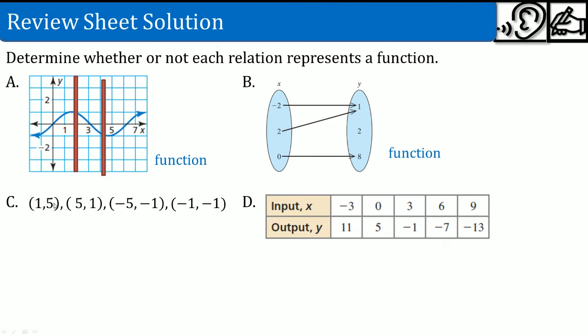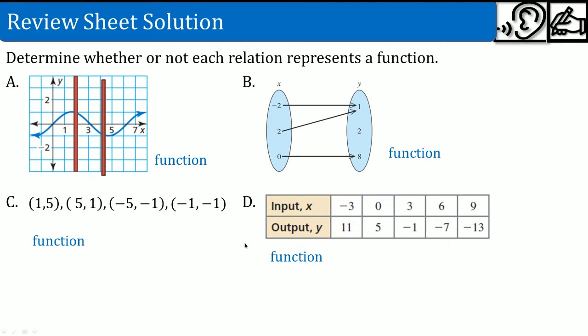You press a 1, you get a 5. Perfect. Press a 5, you get a 1. Press a -5, you get a -1. Works. Press a -1, you get a -1. Perfect. That's also a function. You could also put this in a mapping diagram if it helps. Here, chart format, same thing. No x value repeats, right? So apply the vending machine. Press a -3, you get a -11. Press a 0, you get a 5. Press a 3, you get a -1. Press a 6, you get a -7. Press a 9, you get -13. Nothing breaks, so it's a function.